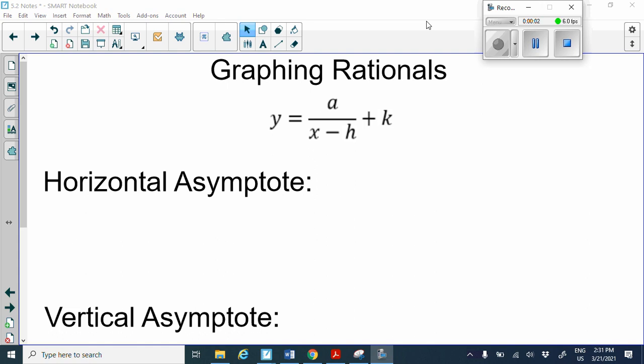Hey guys, so here's part 2 of the 5.2 notes. We're going to be graphing rationals when we have h and k. So this is when we have our transformations. So how do we determine our horizontal asymptote?